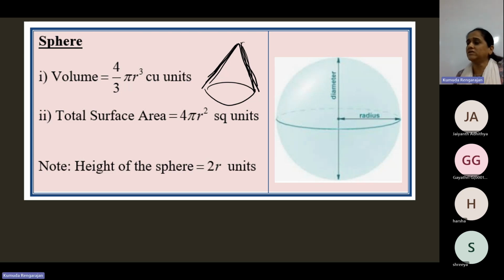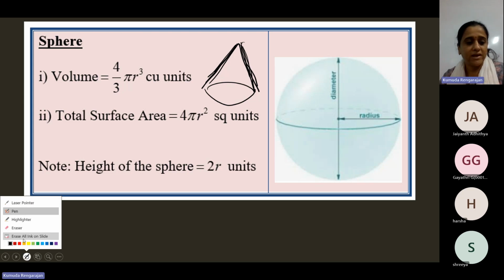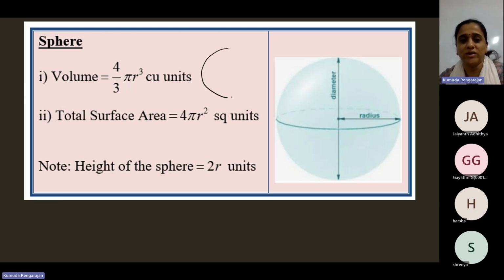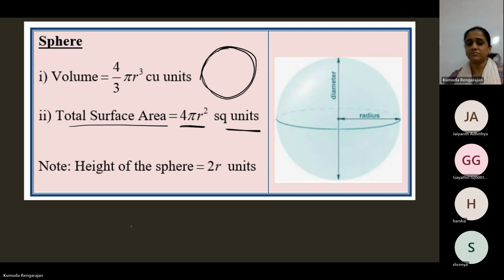But there's nothing like that in a sphere, right? You cannot say that this is the curved surface area, and if I include this, then this is the total surface area. No, there's only one area, which is the surface area or the total surface area. Like in a laddu, all of us like to eat laddu, right? So you cannot say which is the curved surface area and which is the total surface area. Total surface area, or simply surface area, is 4 pi r square units. Height of the sphere is 2r units.